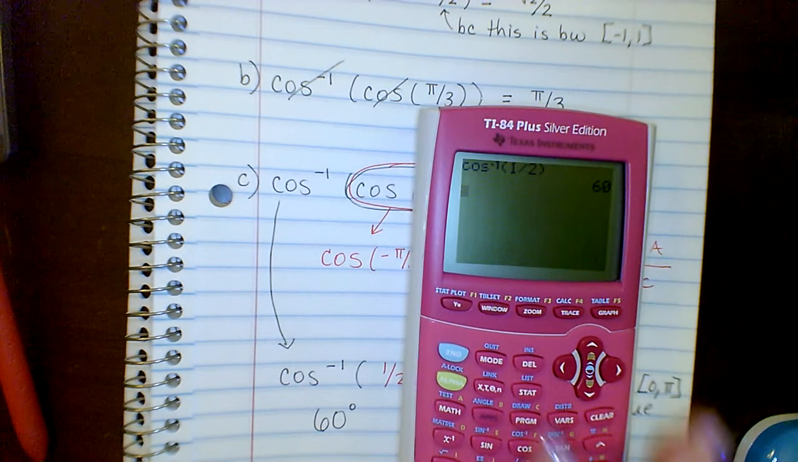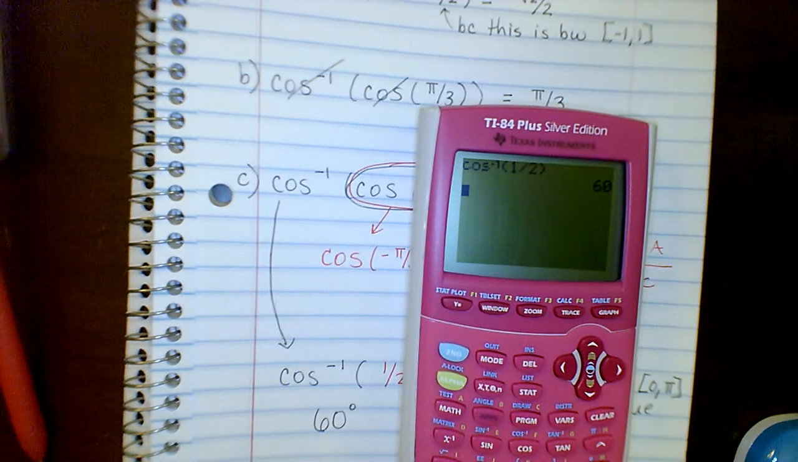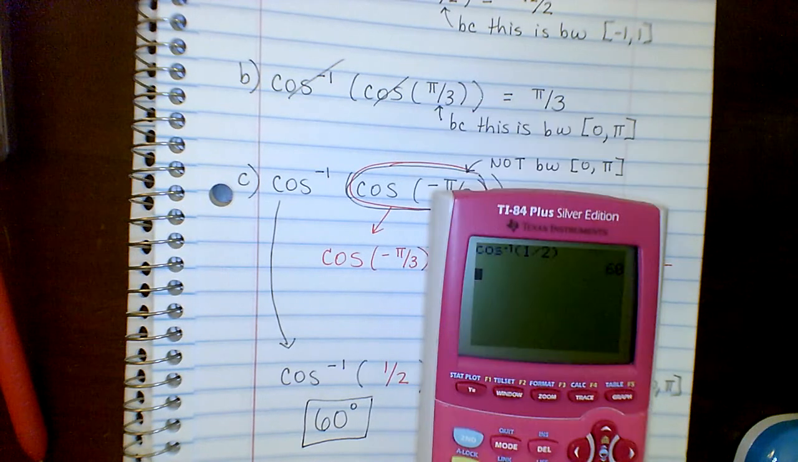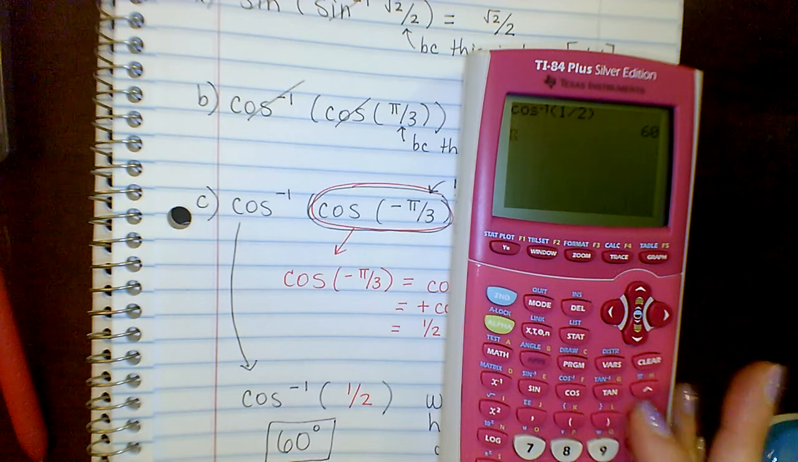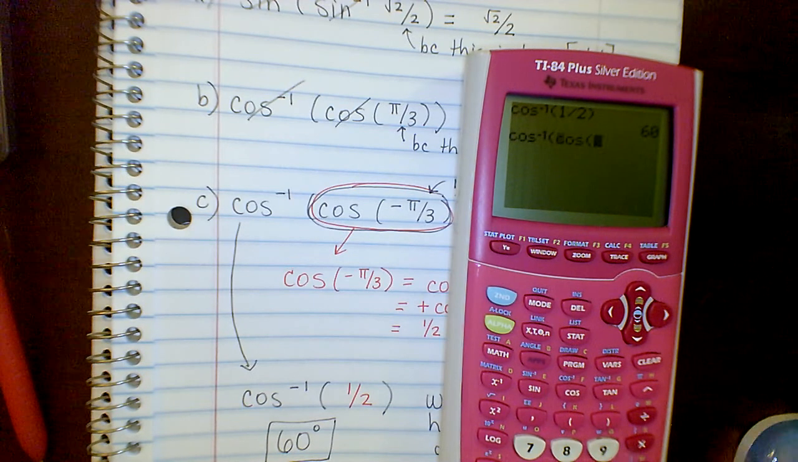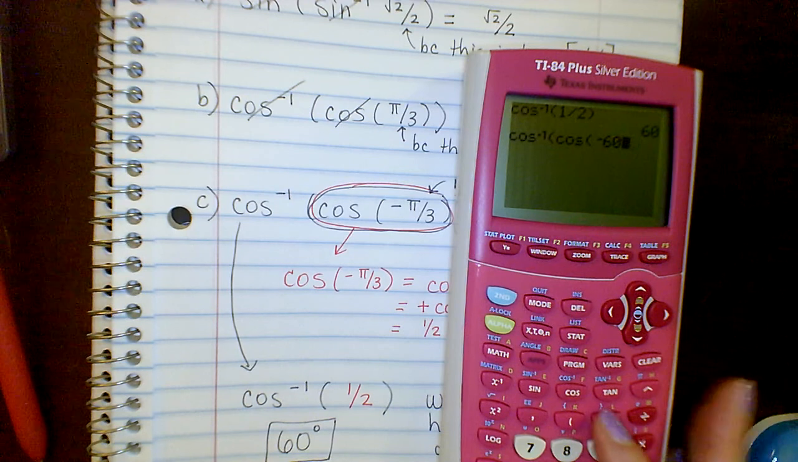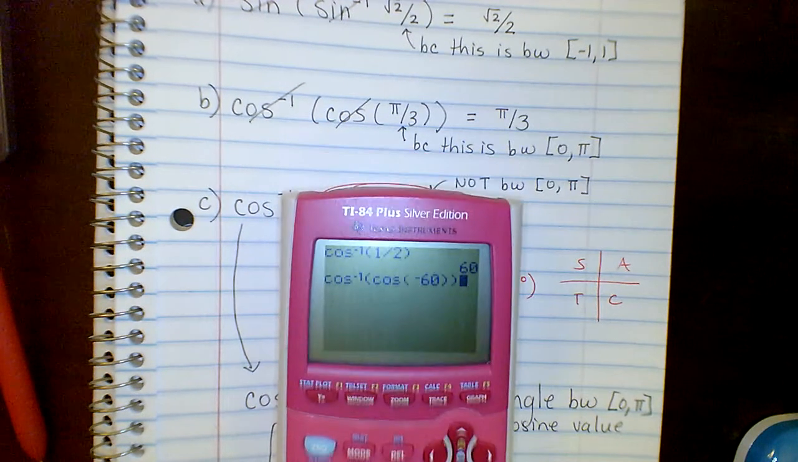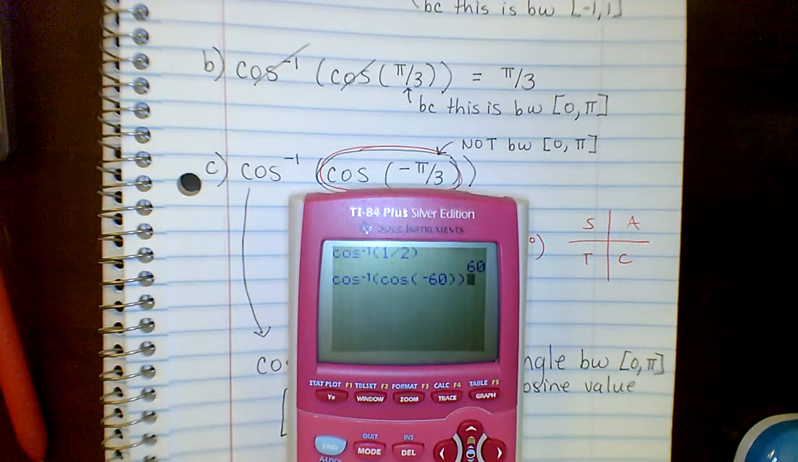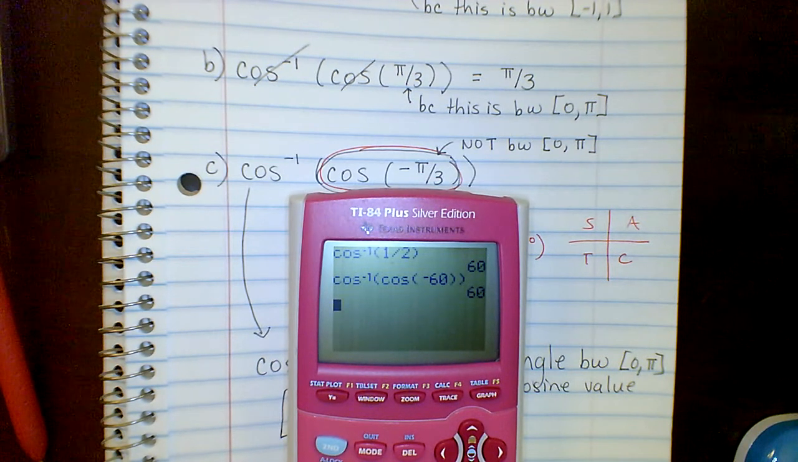Okay. If you did, so that's our final answer. I should go ahead and say that. If you did this problem from the beginning, you did the inverse cosine of the cosine of negative pi over 3. I got it in degree mode, so I'm going to do negative 60. So the inverse cosine of the cosine of negative pi over 3 in degrees, boom, 60 degrees.